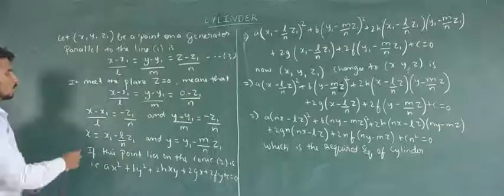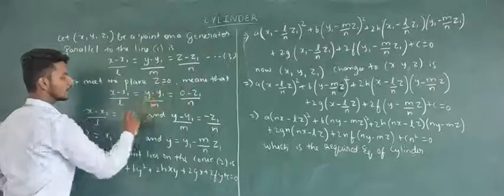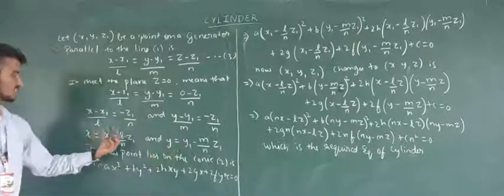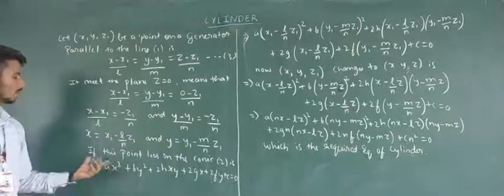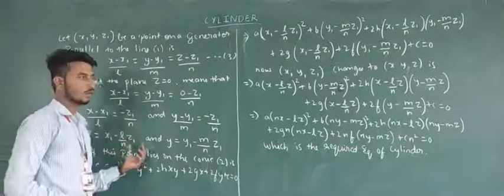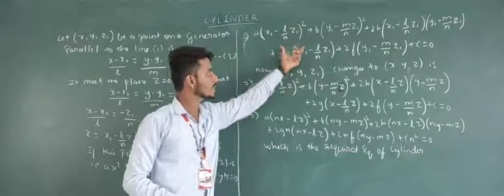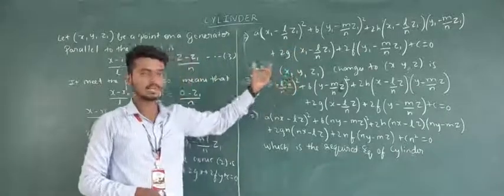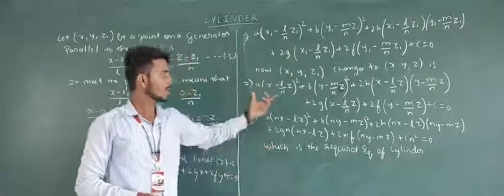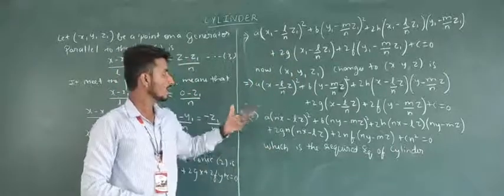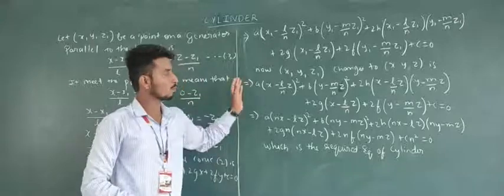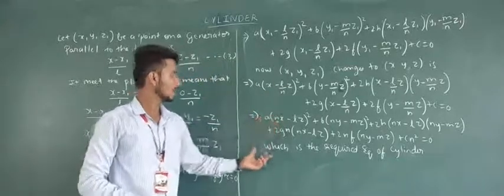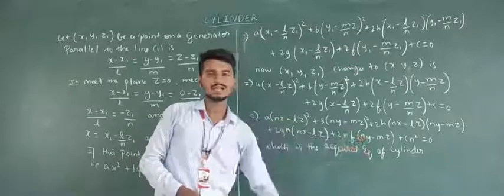Next we will compare these two equations and we will get the x value and y value. If these points lie on the conic equation, then we will substitute the values of x and y in this conic equation. Next we will change the points x1, y1, z1 to x, y, z, so we will get an equation here. Finally we will multiply both sides of the equation by n, and then we get the required equation of a cylinder.